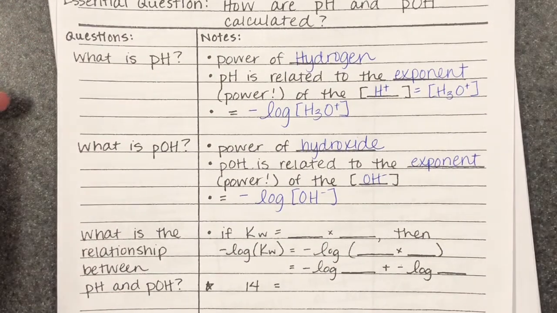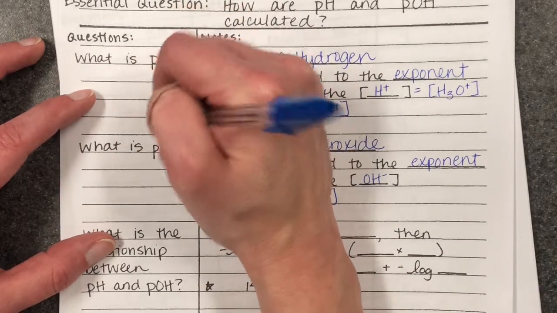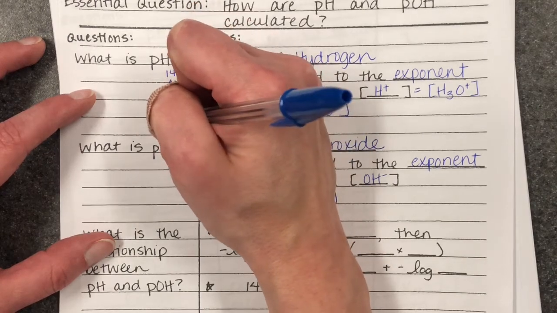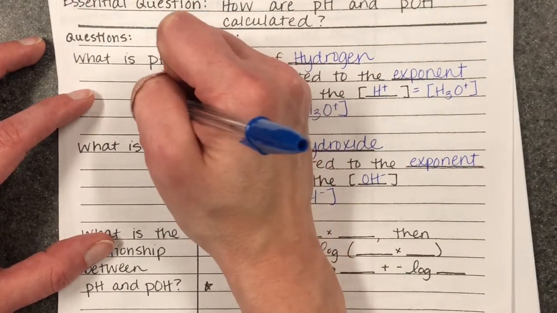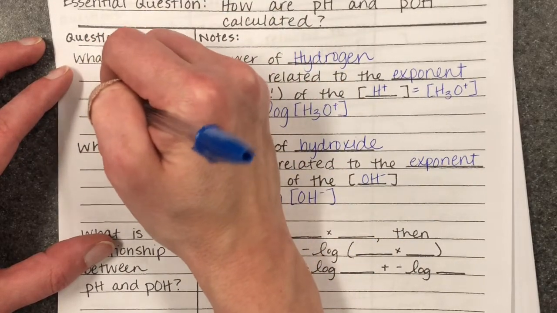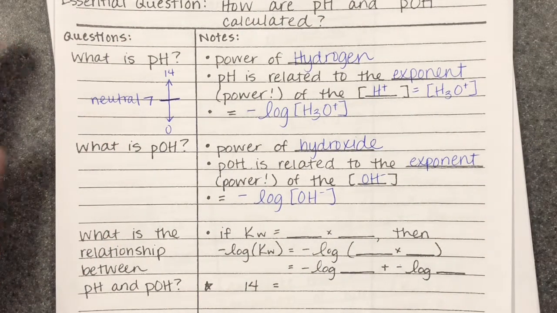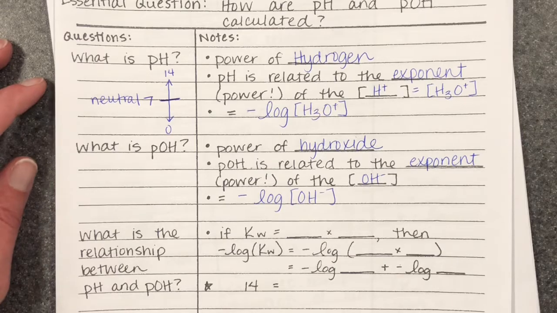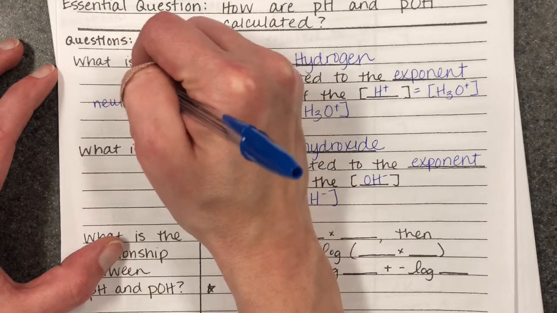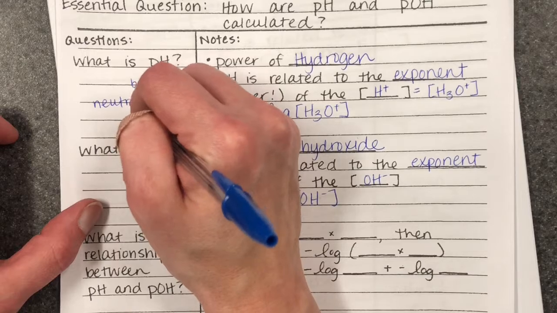pH is actually more commonly used. On the pH scale, you have 14 at the top, you have 0 at the bottom. So all of your values for pH should be between 0 and 14. 7 is right in the middle, and 7 is going to be neutral. So if something has a concentration to the power of -7, it is going to be very close to neutral. Anything above 7 is going to be basic on the pH scale, and anything below 7 is going to be acidic on the pH scale.